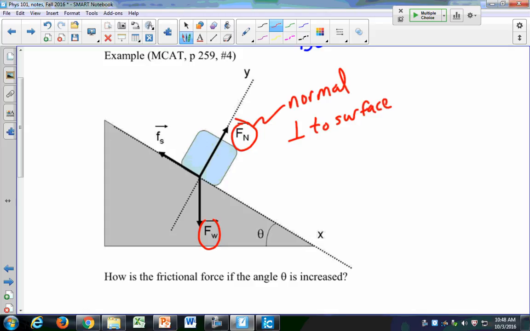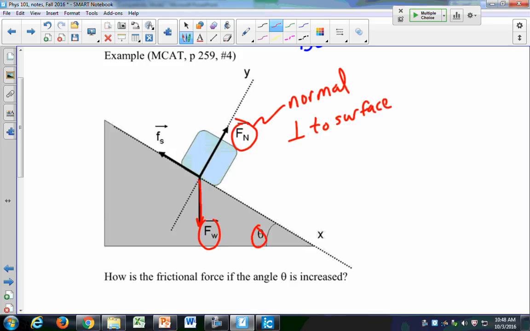So in this case, since the surface is angled, we have an inclined plane. The normal force is not vertical, but it is perpendicular to the surface. The weight, on the other hand, is always directed down because it's always towards the center of the Earth, and the center of the Earth is always down. So that force will always be straight down.